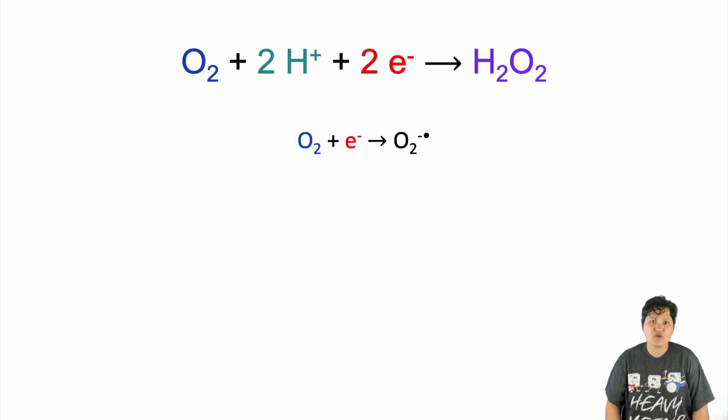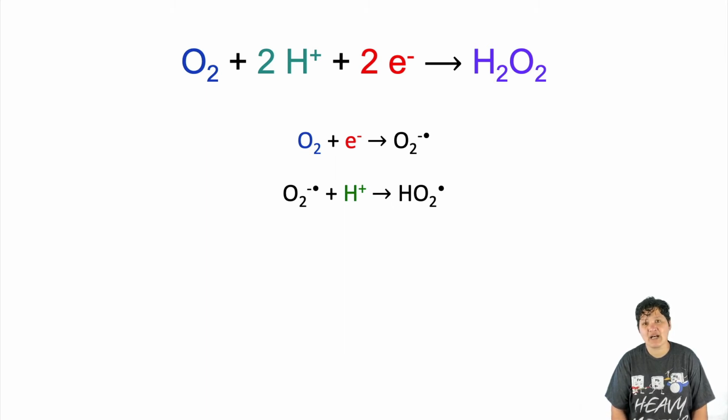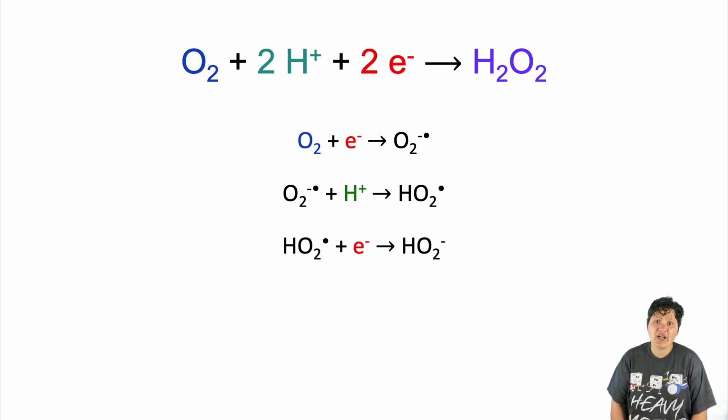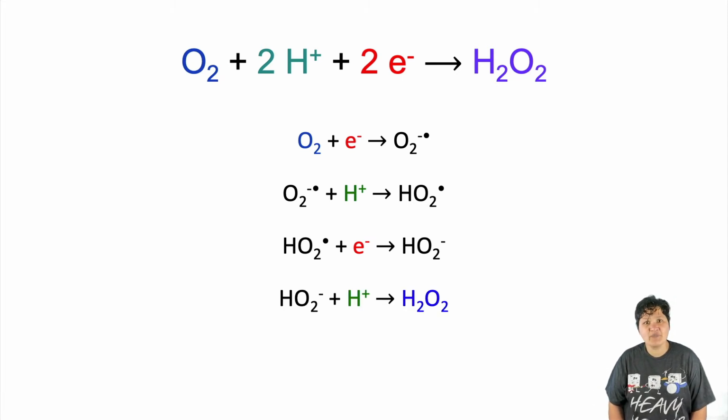Here they are. First, oxygen takes an extra electron to form superoxide. Second, superoxide reacts with a hydrogen ion to form the hydroperoxyl radical. Third, the hydroperoxyl radical picks up an extra electron to form the hydroperoxyl anion. And finally, the hydroperoxyl anion picks up a hydrogen ion to form hydrogen peroxide.